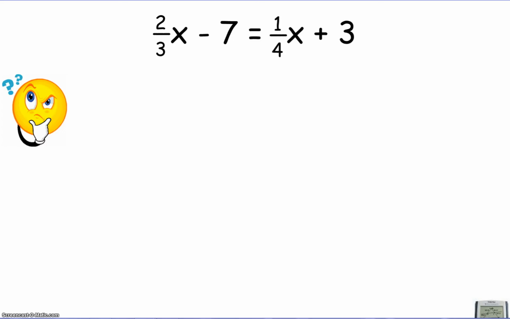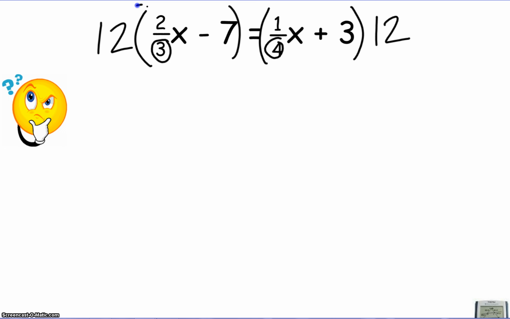Here's one that's kind of weird. What do we need to do to solve this one? We need to get rid of those fractions. In order to get rid of those fractions, we have to come up with a number that 3 can go in and 4 can go in. And then we multiply both sides by that number. What number can 3 and 4 both go into? The answer is 12.